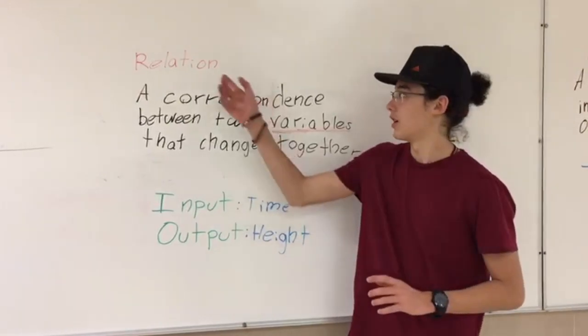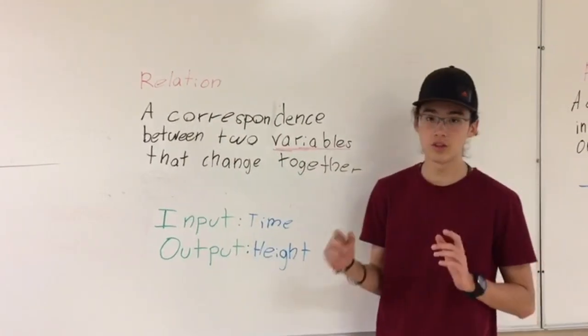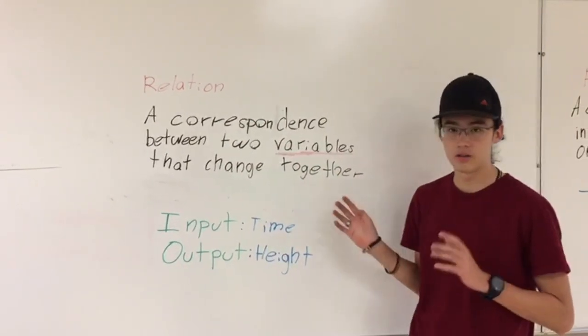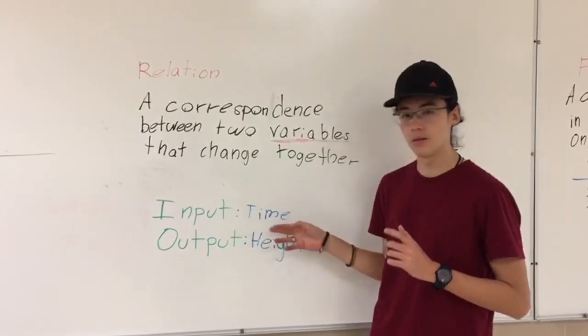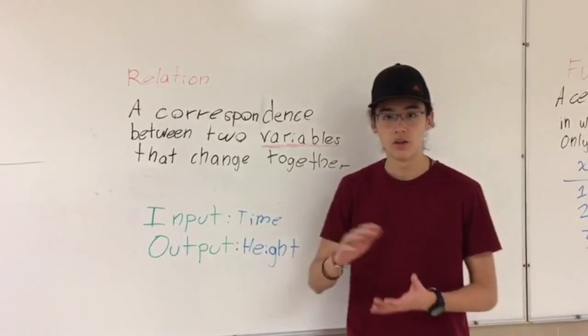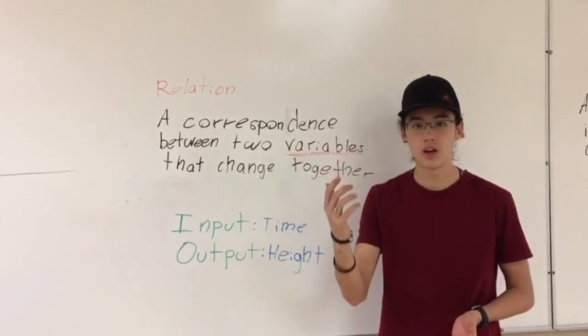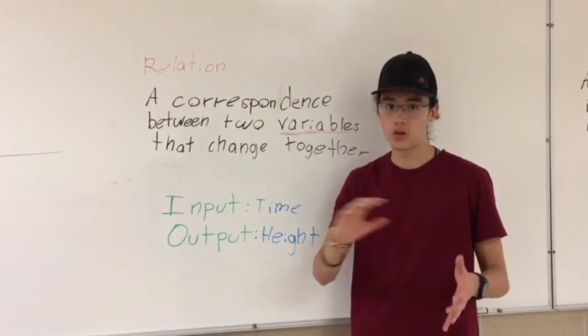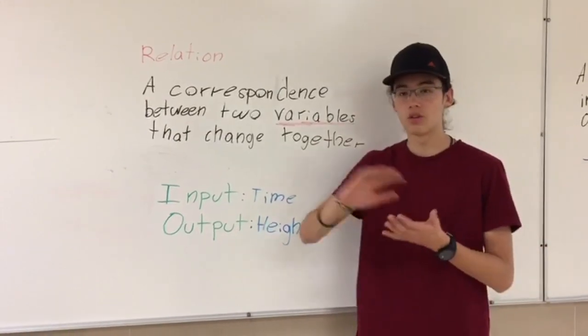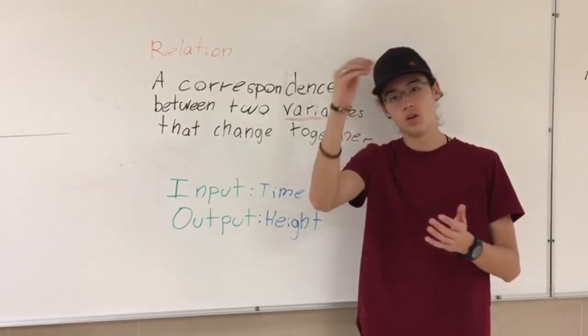Now I'm going to explain what a relation is. A relation is a correspondence between two variables that change together. For example, if the input is time and the output is height, it would change. If you throw a ball into the air, it would change over the course of time, because with more time, it could have more height or less height.